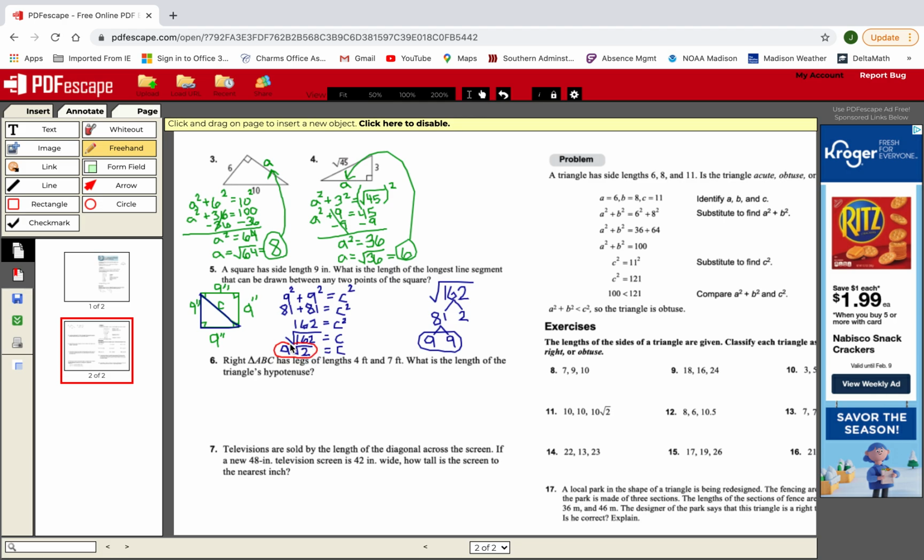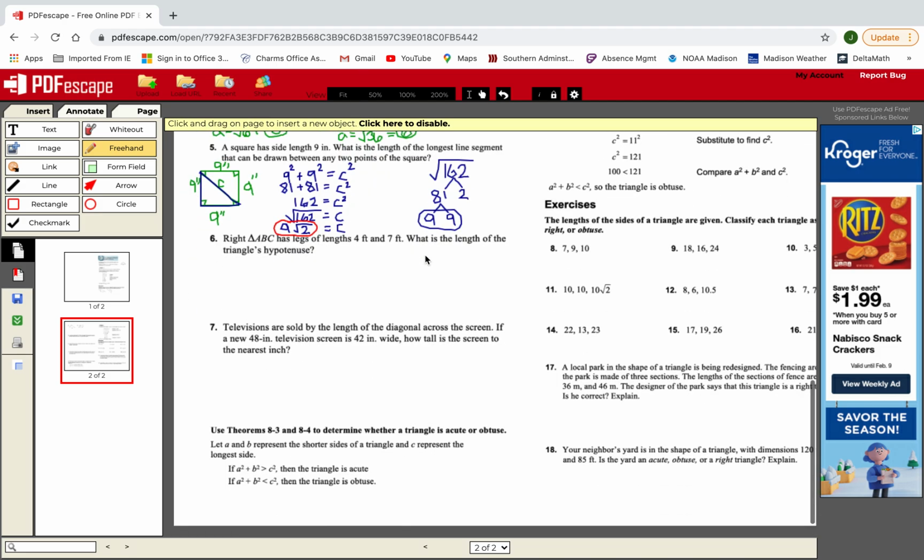Now looking at 6, right triangle ABC has legs of length 4 and 7. What is the length of the triangle's hypotenuse? We could just go straight to the Pythagorean theorem here. If we know the legs are 4 and 7, we know that's where A and B are going to be. So I'm going to move this up, so I hope my pen might work a little bit better. Go ahead and save this so I don't lose anything. So if the legs are 4 and 7, then I'm starting with 4 squared.